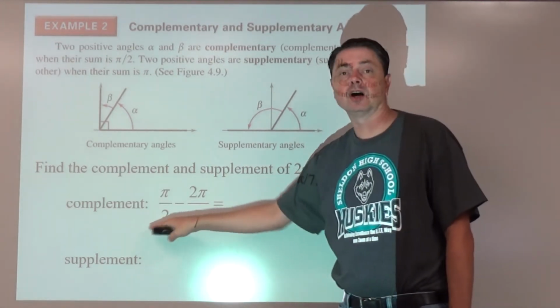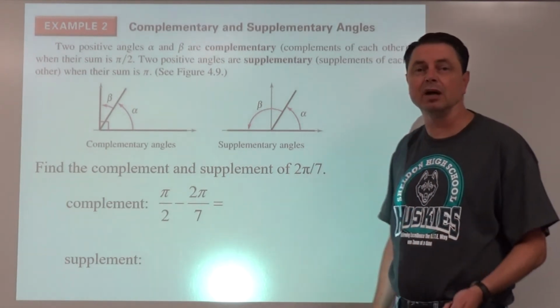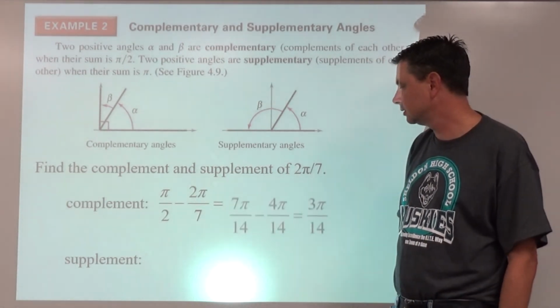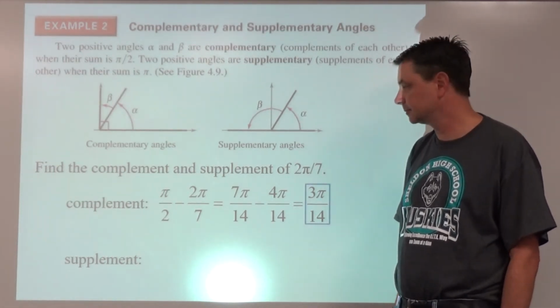We're going to have to get a common denominator for that. We're going to have to change both fractions so they have a denominator of 14. So we get a final answer of 3 pi over 14.